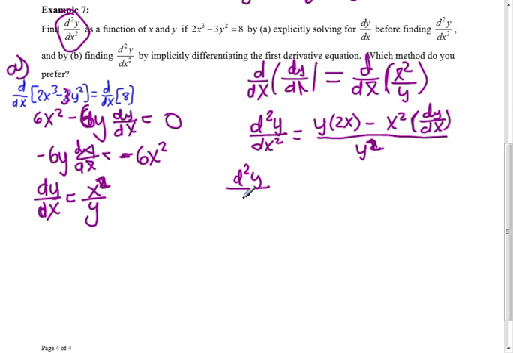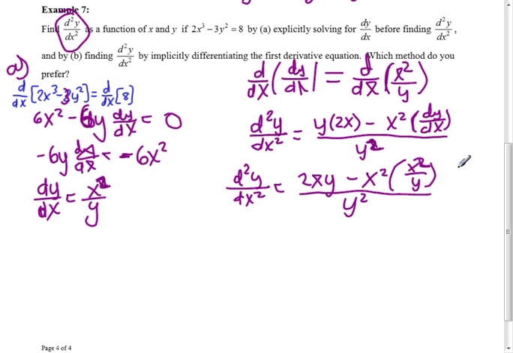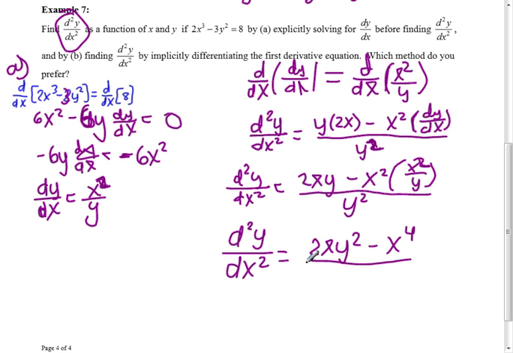So the second derivative is equal to 2xy minus x squared times x squared over y, which was our dy/dx function. And nobody likes complex fractions, so we can multiply the top and the bottom by y. So we get that the second derivative is 2xy squared, because remember I'm multiplying everything by y, x minus x to the fourth all over y cubed.